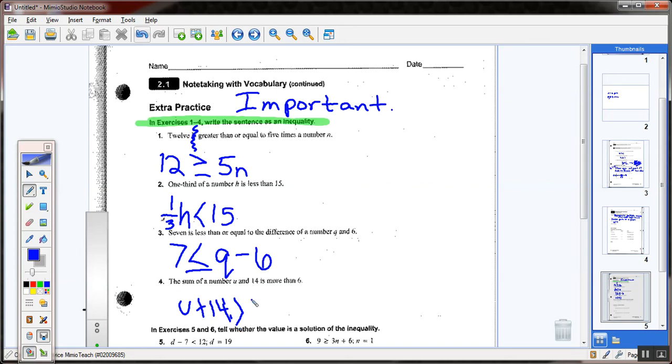What's the question? Greater than 6. All right, I like that. Why are you using greater than? Because it's more. Greater than means more than. Same thing. Very good, guys.